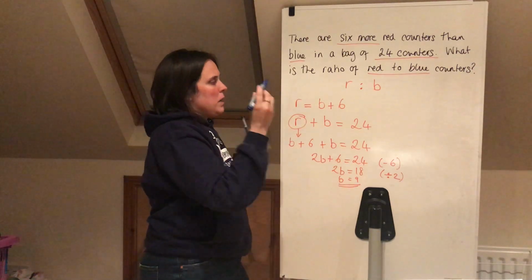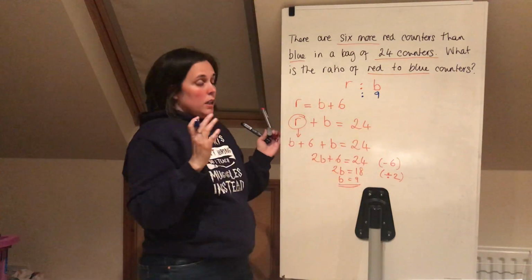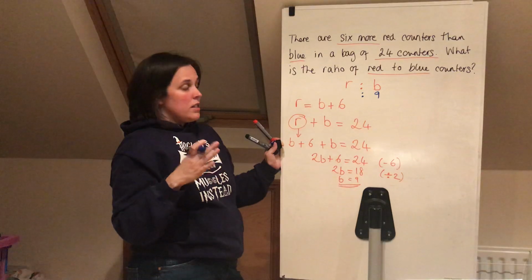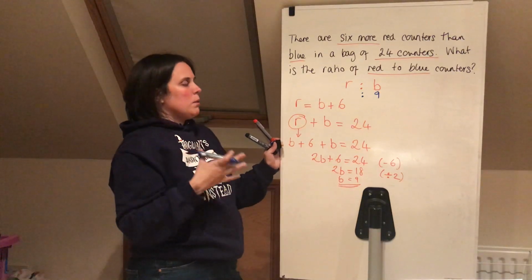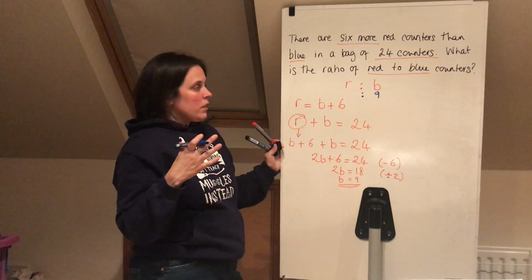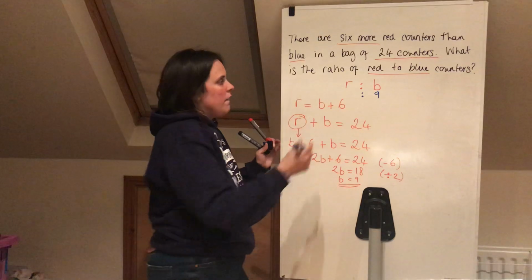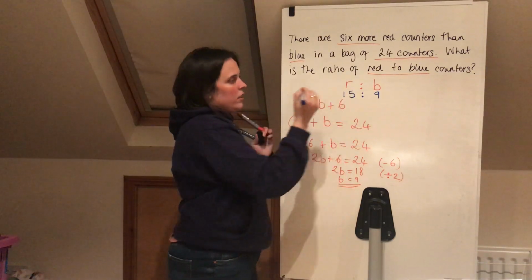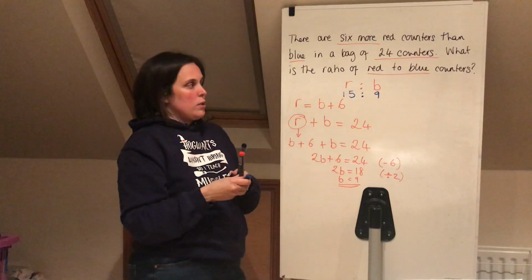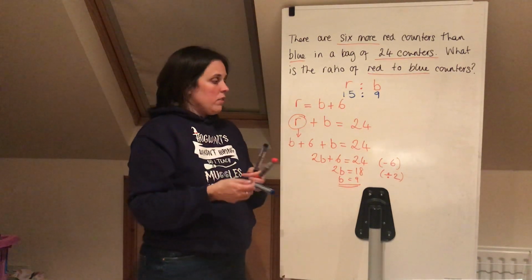So coming back up here, fill in my ratio, that is 9. Now we also know that there are 6 more red counters than blues. So if there are 9 blue counters, then there must be 15 red counters. And then it's a good check at the end just to make sure we've got our 24. 15 plus 9 is 24, and so that is our answer.